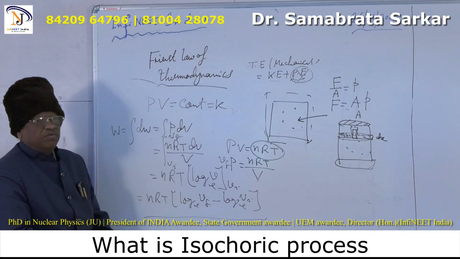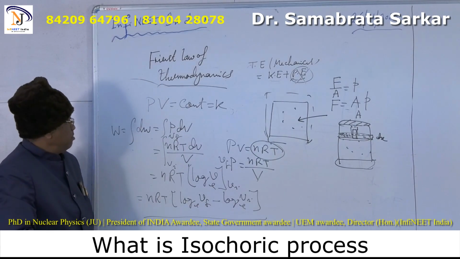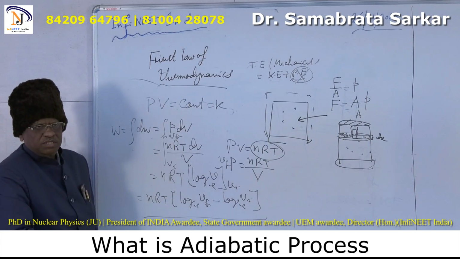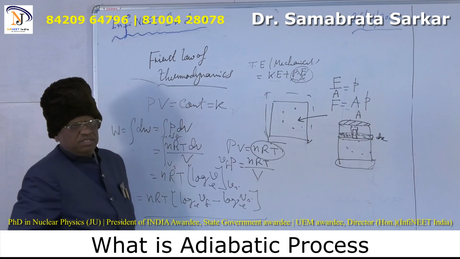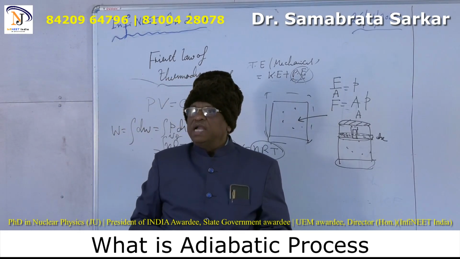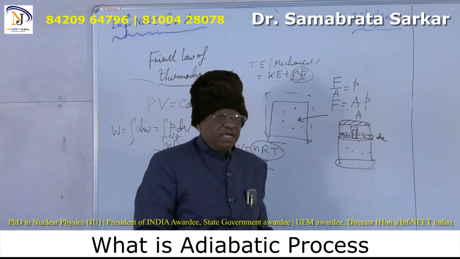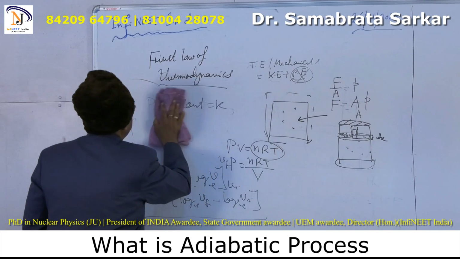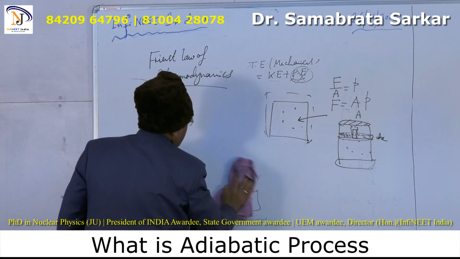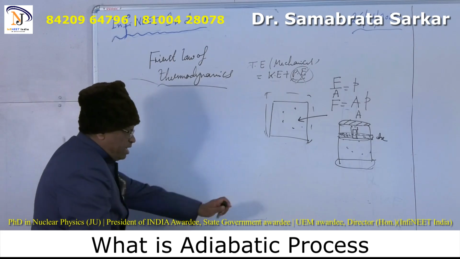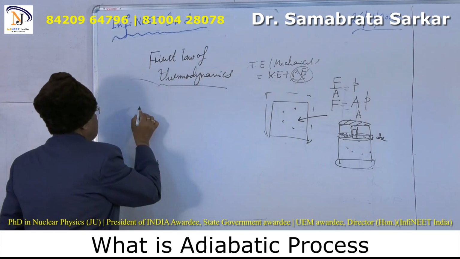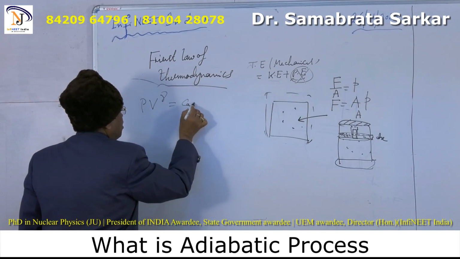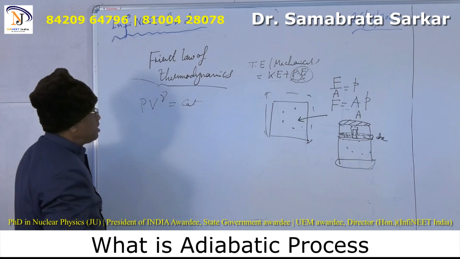So knowing these two, you can calculate the work done in an isothermal process. Another process is the adiabatic process. What does the adiabatic process say? You see here what the adiabatic process says. Here, in the adiabatic process, PV to the power gamma equals a constant. Okay, PV to the power gamma equals a constant.